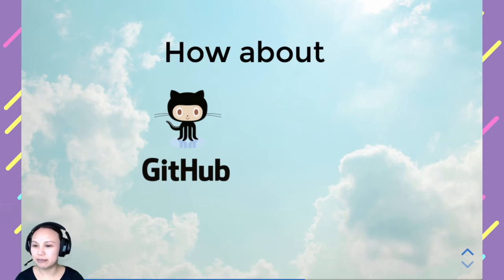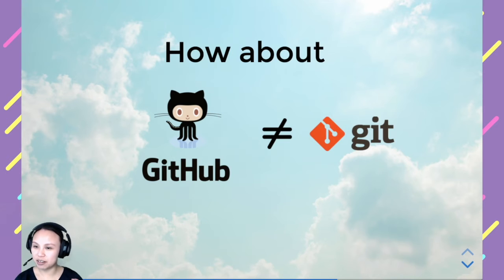So how about GitHub? One thing that I know a lot of people who are new to tech or new to software development get confused about, because they sound so familiar, is Git and GitHub. So GitHub, first of all, is not Git. They are not equivalent. They are not similar products. They're actually two different things.